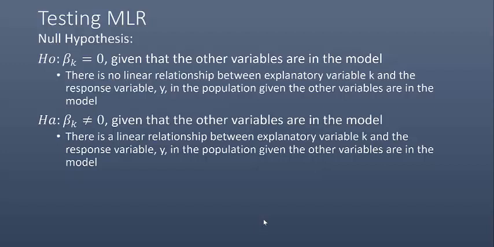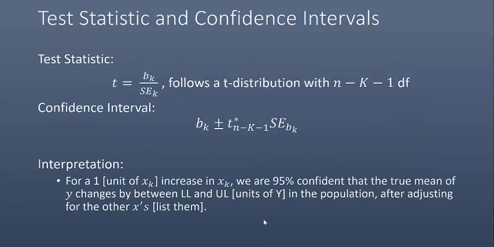Essentially, we're assuming that there's no linear relationship between the explanatory variable x_k, a certain predictor, and the response variable y in our population, given the other variables are in the model. Our alternative tests that there is a linear relationship between the variables, given the other variables are in the model. The test statistic, which is a t-test, follows a t-distribution with n minus k minus 1 degrees of freedom, where n is our sample size and k is the number of predictors in the model.